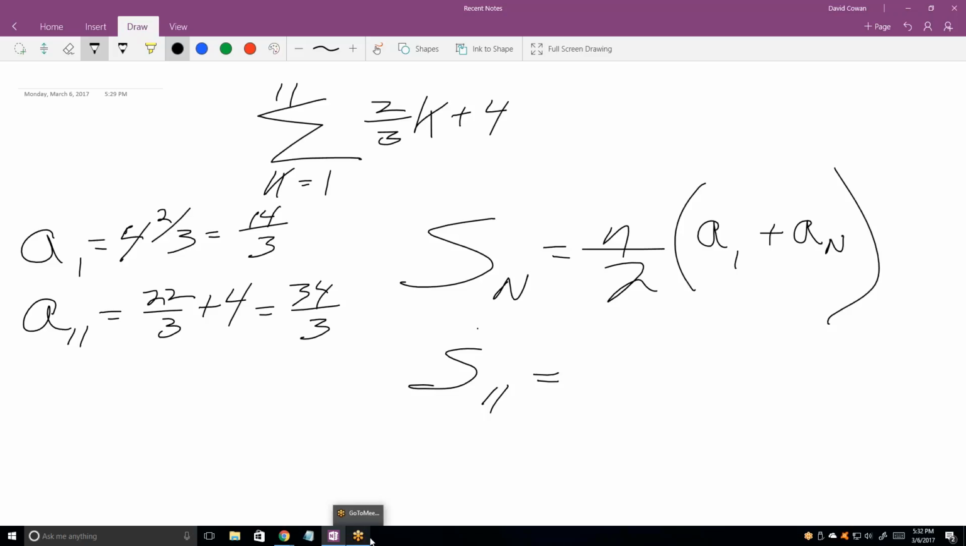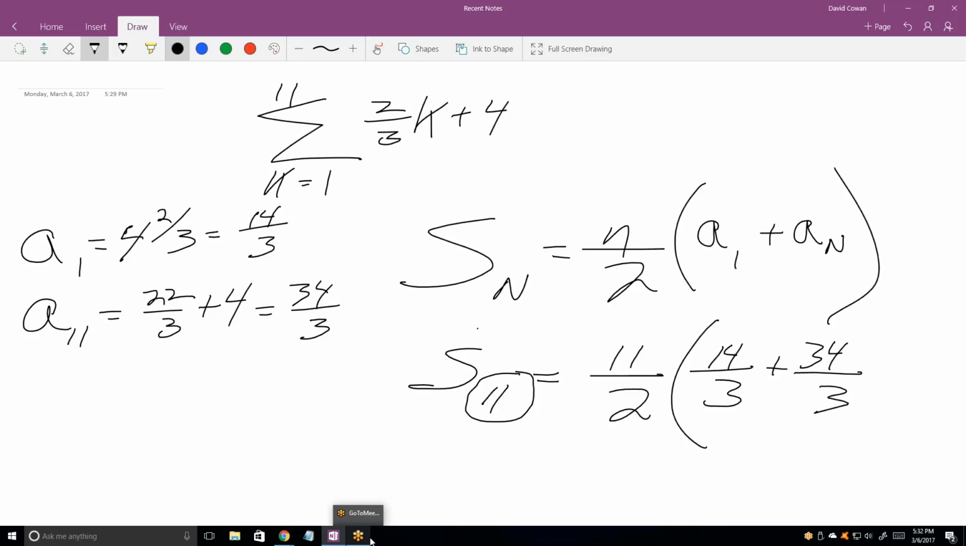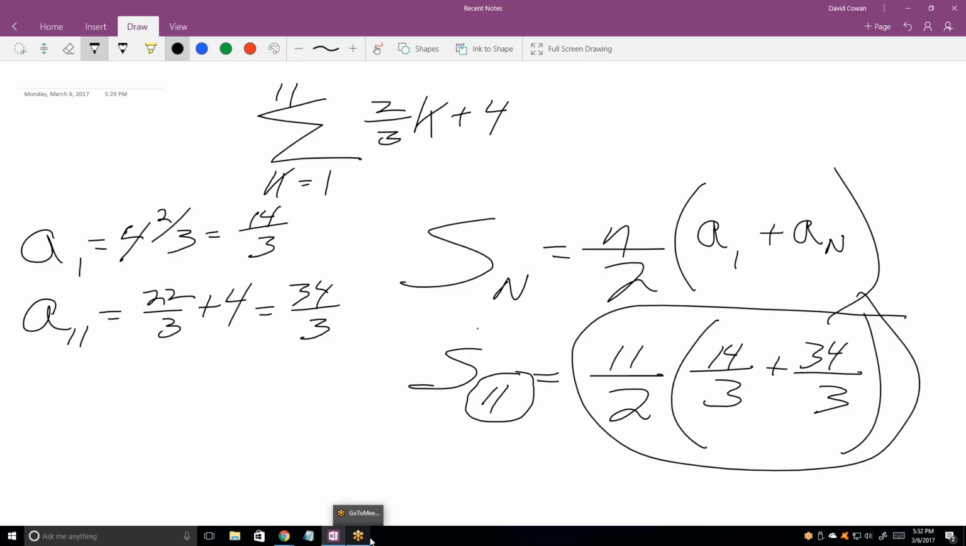What is S sub 11? What's N? N is 11. Right there. N is whatever the subscript on S is. So it's 11 over 2. And then a sub 1 is 14/3. A sub n is 34/3. I should say a sub 11. And your answer is going to be whatever you get when you do that.